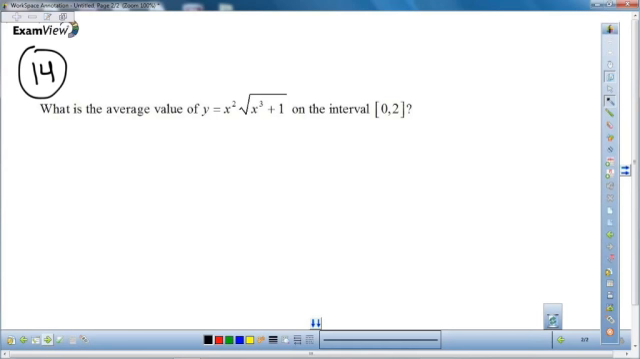For number 14, it asks, what is the average value? Remember that my formula for average value is 1 over b minus a times the antiderivative. So we're trying to find the average value over the interval 0, 2.